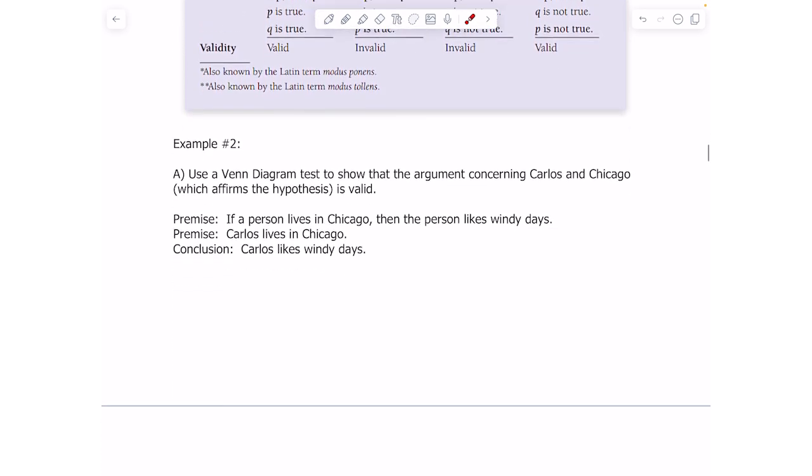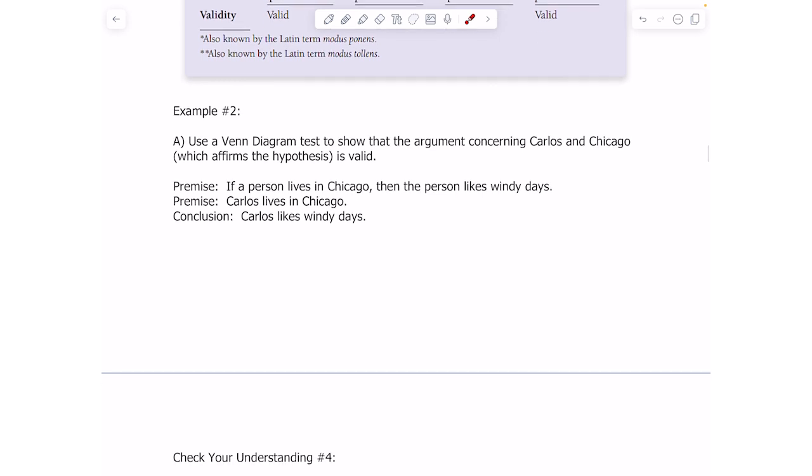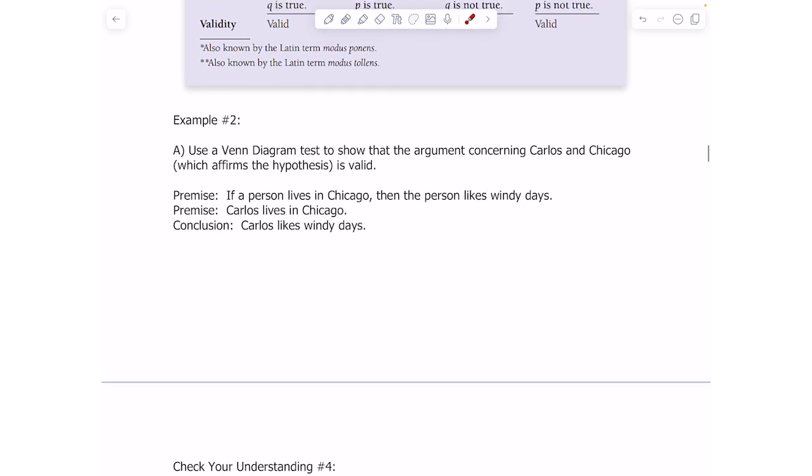Okay. Let's look at an example. So we're going to use a Venn diagram to show that the argument concerning Carlos and Chicago below is valid. The premise says, if a person lives in Chicago, then the person likes windy days. Second premise says Carlos lives in Chicago. So what can you conclude from that?